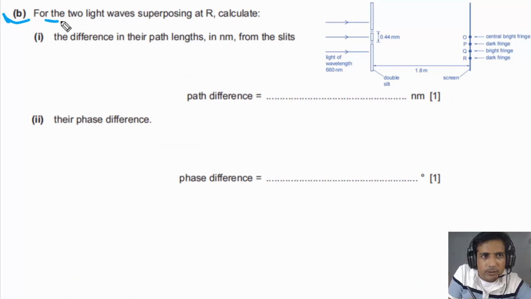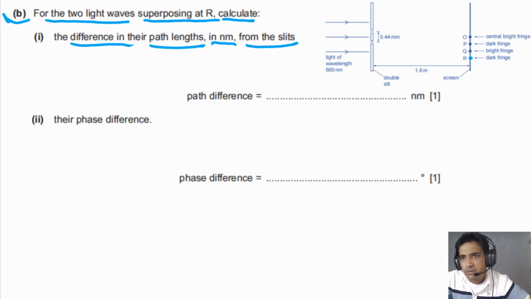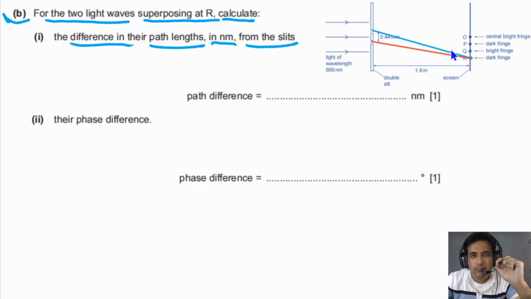For part B, it is given that the two light waves superpose at capital R, the point where they form the dark fringe. We need to calculate the path difference in nanometers from the slits. It simply means that we have two waves. One wave is coming from here and reaches this point. Another wave, drawn in a different color from this slit, also reaches this point. We need to find the path difference, meaning the difference in the distance traveled by the blue wave and the red wave.